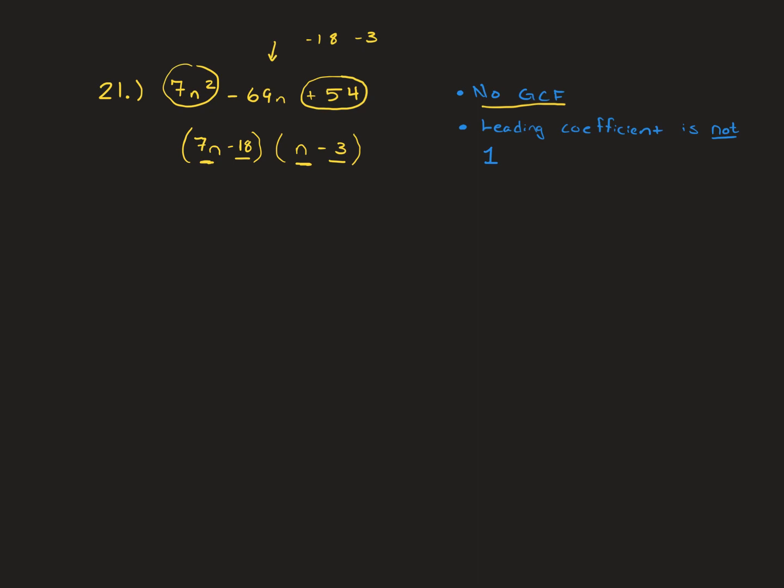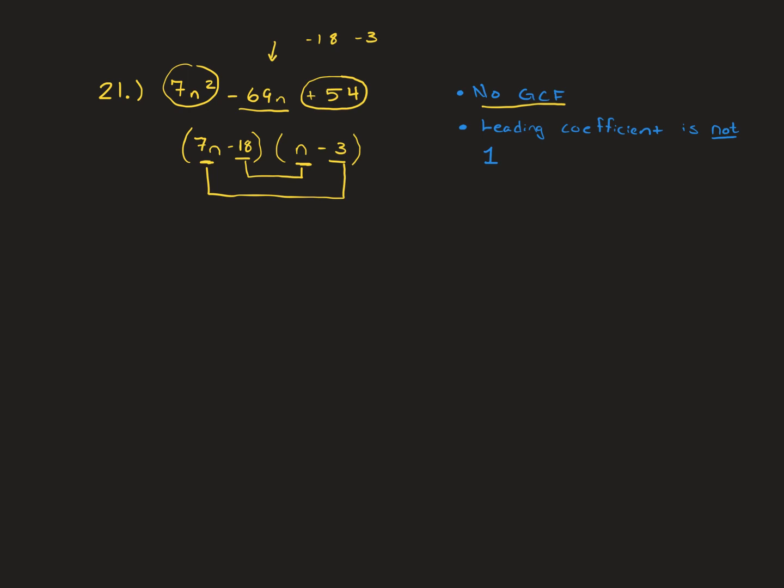And I go, well, maybe that's my answer, because those two things would give me my 54, and they would give me my 7n squared, but I don't know whether they'll give me the negative 69n. So I'm just going to check that. Now, the way you can check it is you could FOIL everything out. That's true. We already know that it's going to make the first one. We know that it's going to make the last one, because that's how we got these terms. So the middle term comes from the outer ones being multiplied together and the inner ones being multiplied together. So if I check those, that's what's going to give me an idea.